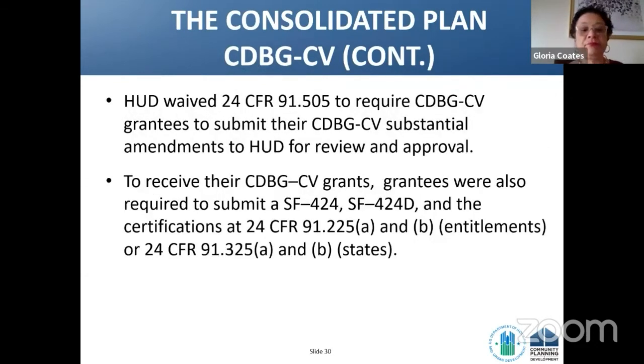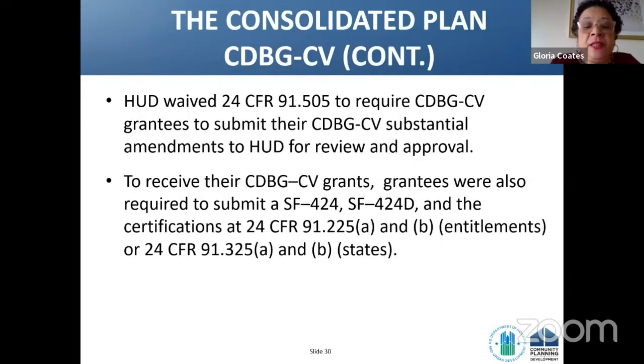Okay, more waiver authority. 91.505 requires grantees to submit their substantial amendments to HUD for review. That reg also requires they can either submit substantial amendments, they don't have to get HUD approval for the regular program. They can submit them either as they occur, the regs say, or at the end of the program year.